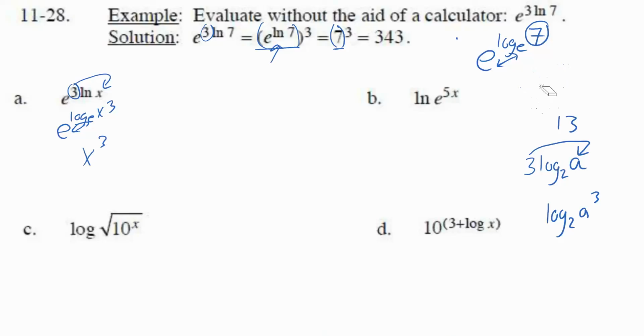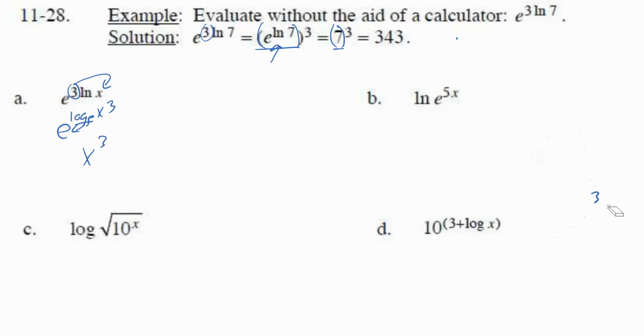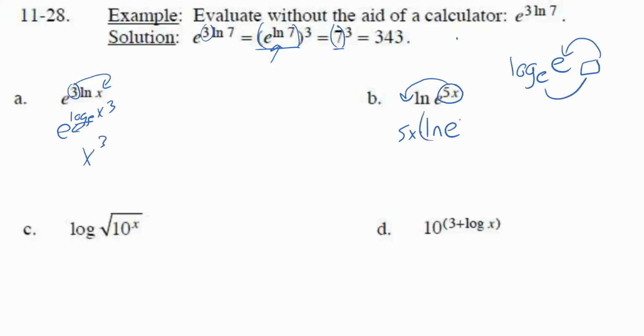And the next one, I might encourage you to use the property the other way. I move this power to the front. So you've got 5x times the natural log of e. Now the natural log of e is log base e of e, which we should know e to what power is e. This is just 1. So it's 5x times 1. So our answer there is 5x.